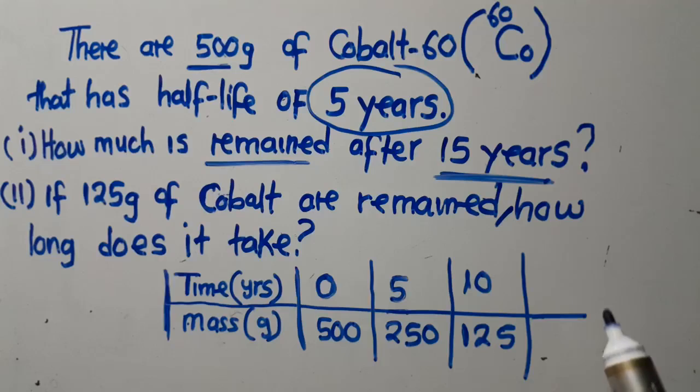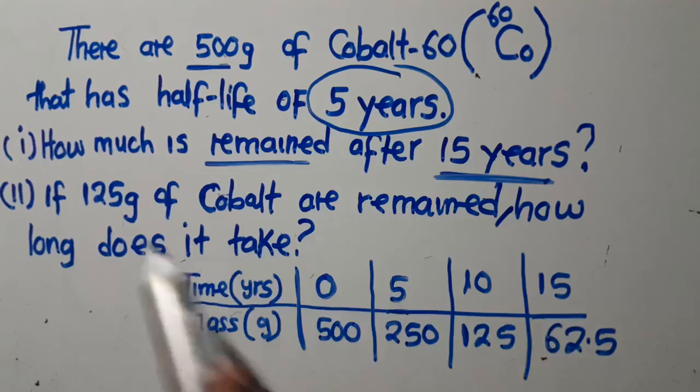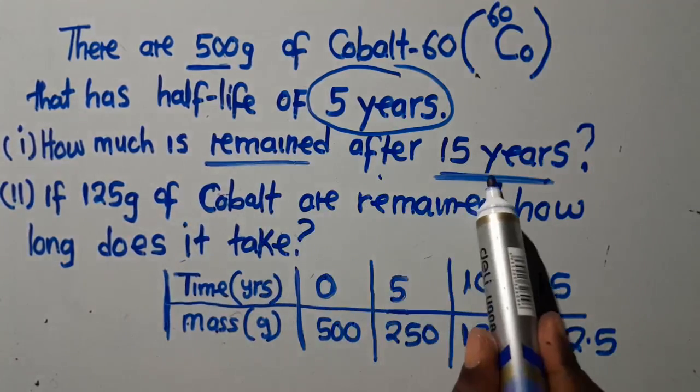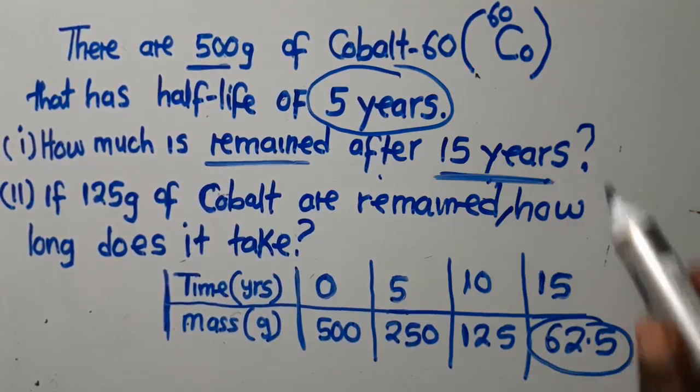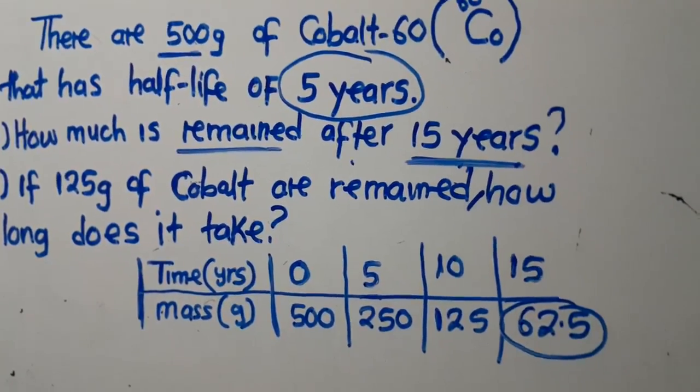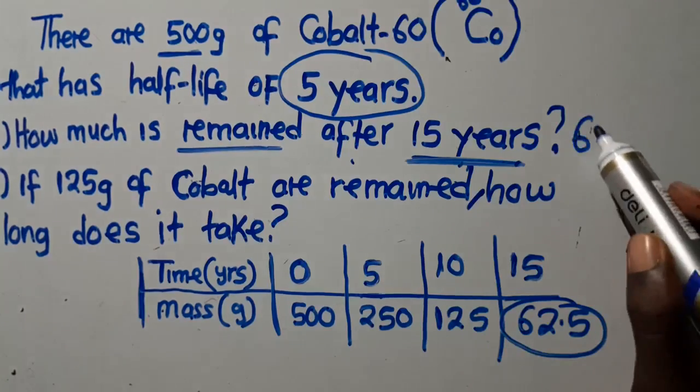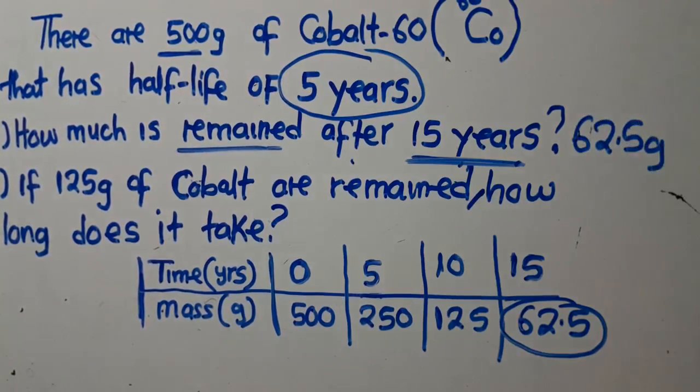Again, after 5 years, which is 15, this sample will decay by half. 125 divided by 2. What answer are we getting? We are getting 62.5. And if you check very well what we are asked in the question, how much is remained after 15 years? 15 years is here. So after 15 years, this is what is remained. Have you seen? So the answer to this particular question is 62.5 what? Grams. You've answered this one here.